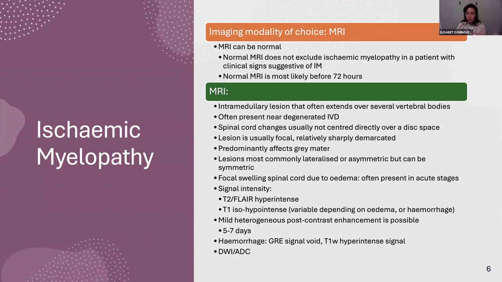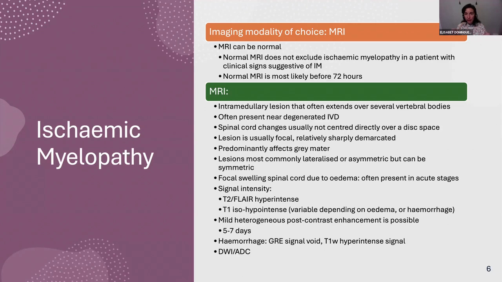We can see some swelling or enlargement of the spinal cord due to edema that is usually present in the acute phases. And then the signal intensity of the intramedullary lesion is typically T2 and FLAIR hyperintense to the normal spinal cord parenchyma. It can be iso to hypointense on T1. For example, if we have more edema, it can be more hypointense. But if we have also associated intramedullary hemorrhage, we could see also some T1 hyperintense foci inside the spinal cord.